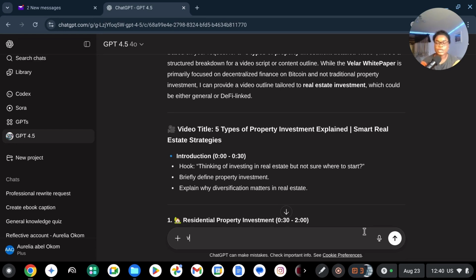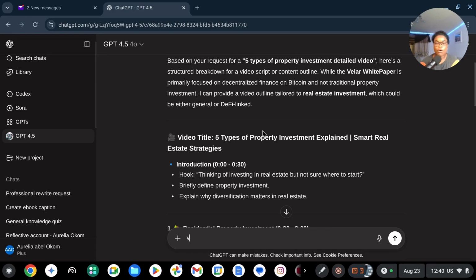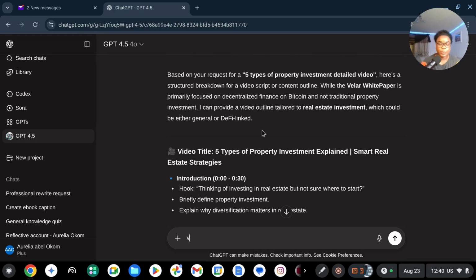So on my screen here, if you can see my screen from your side, number one on my list is residential property like homes, townhouses, and so on. So these are types of properties that can be rented out to generate income.